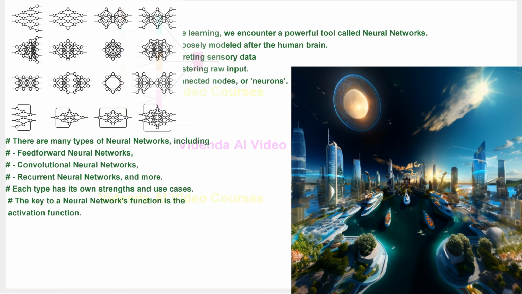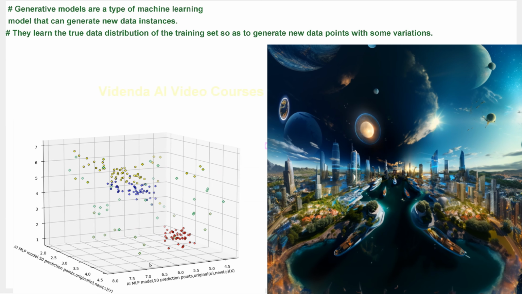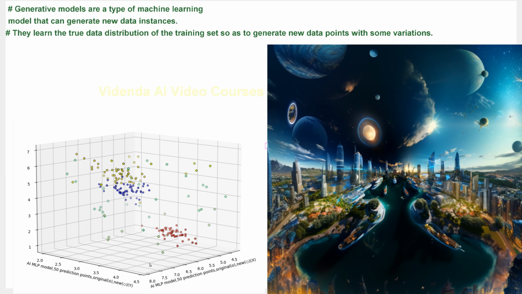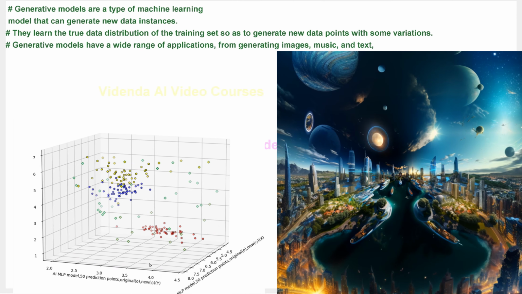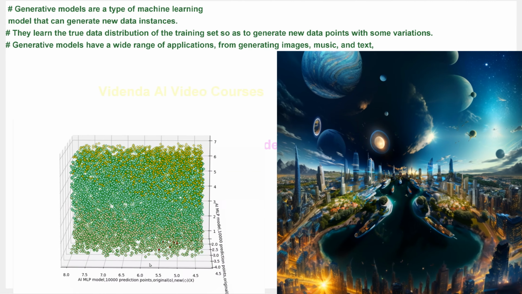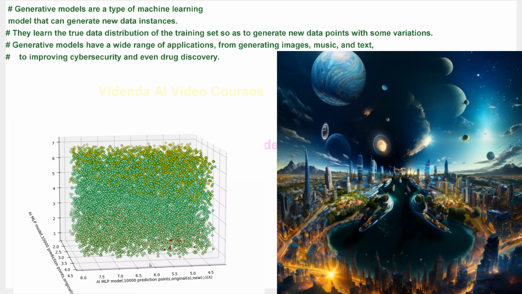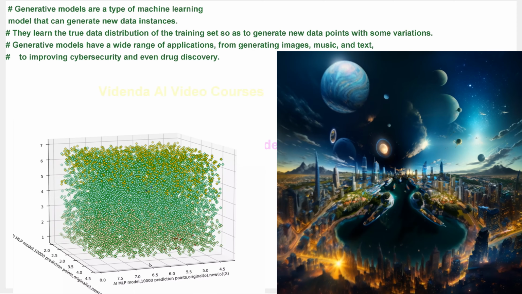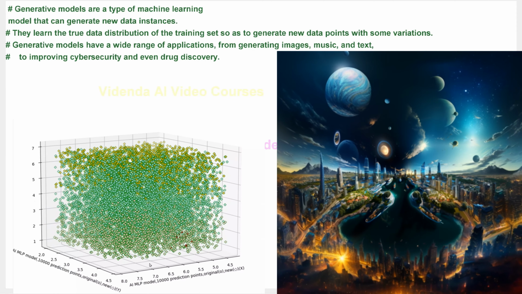One of the most famous models of AI is the Generative Adversarial Network, or GAN. Generative models are a type of machine learning model that can generate new data instances. They learn the true data distribution of the training set so as to generate new data points with some variations. Generative models have a wide range of applications, from generating images, music, and text, to improving cybersecurity and even drug discovery.